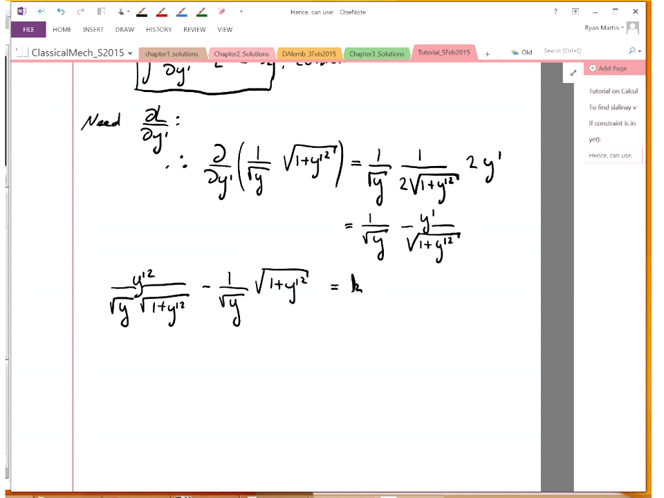Now it's just mostly math. How can we arrange this in a convenient way? I think we can factor out 1 over square root of y. And we're left with y prime squared over square root of 1 plus y prime squared, minus square root of 1 plus y prime squared, equals k.